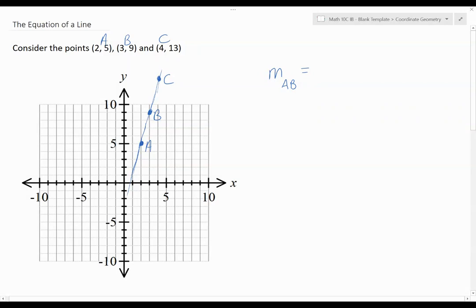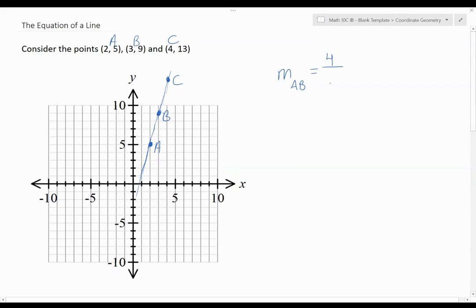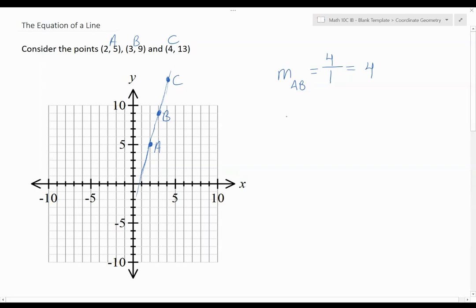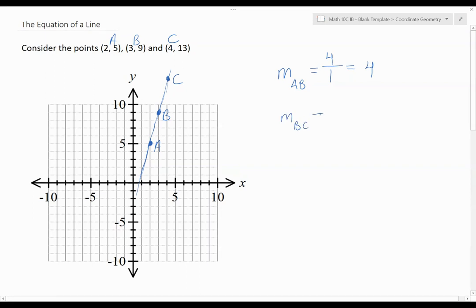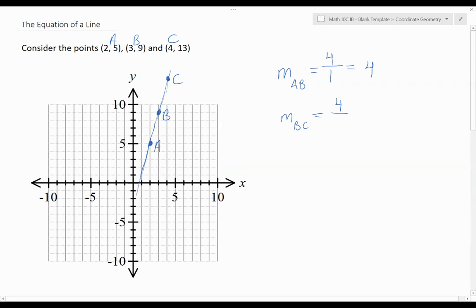So from A to B, 5 to 9 is an increase of 4 vertically. And 2 to 3 is an increase of 1 horizontally, so this is a slope of 4. If I consider the slope of BC, well, 9 to 13 is a vertical increase of 4, and 3 to 4 is a horizontal increase of 1. So again, we have a slope of 4.